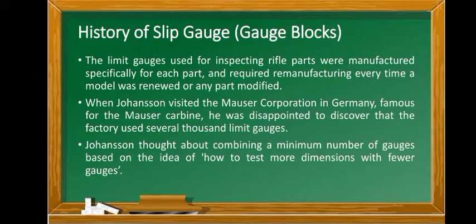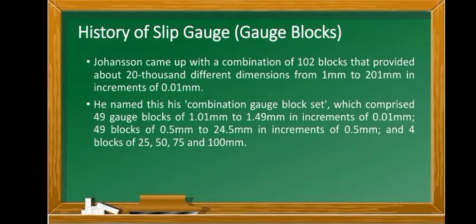Therefore, Johansson thought about combining a minimum number of gauges, based on the idea of how to test more dimensions with fewer gauges. So, after taking great pains, Johansson came up with a combination of 102 blocks that provided about 20,000 different dimensions from 1 mm to 201 mm in increments of 0.01 mm.